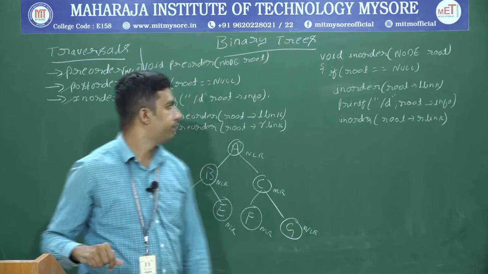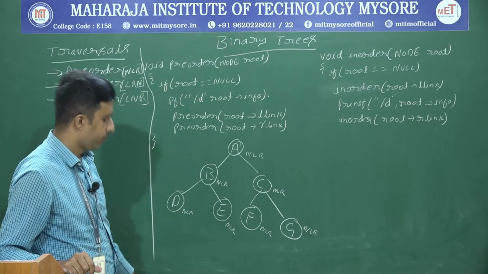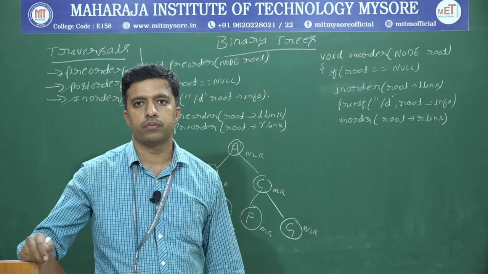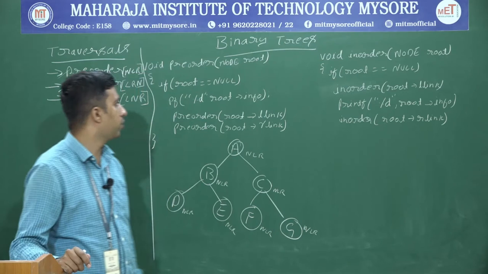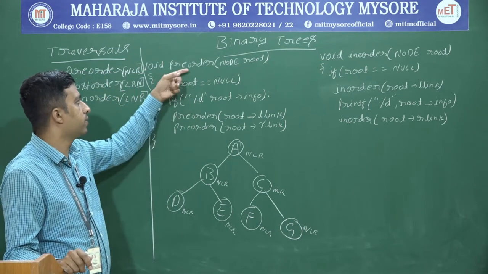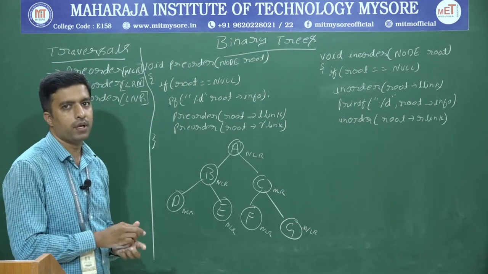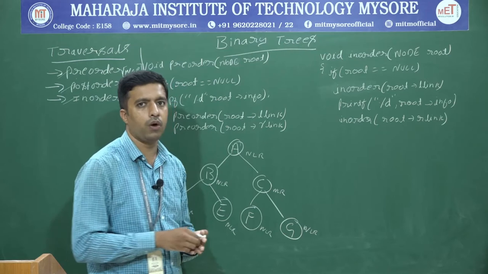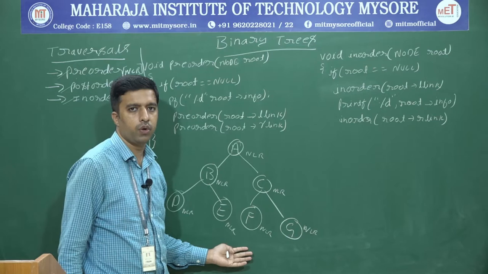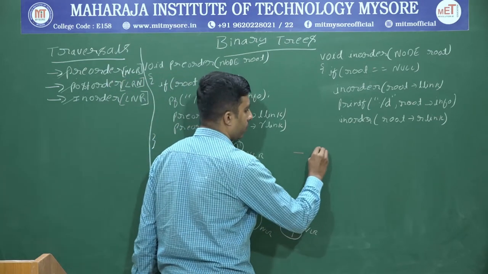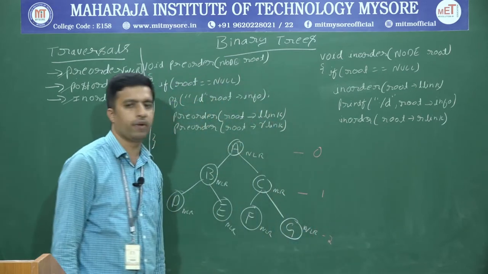Here the pre-order traversing is there. The function which calls itself is called recursion. Here the pre-order function calls twice. When the pre-order function is called, how the function is executed, I want to explain with the help of this tree. Here this is level 0, here we have level 1, here level 2. This is the level of the tree.